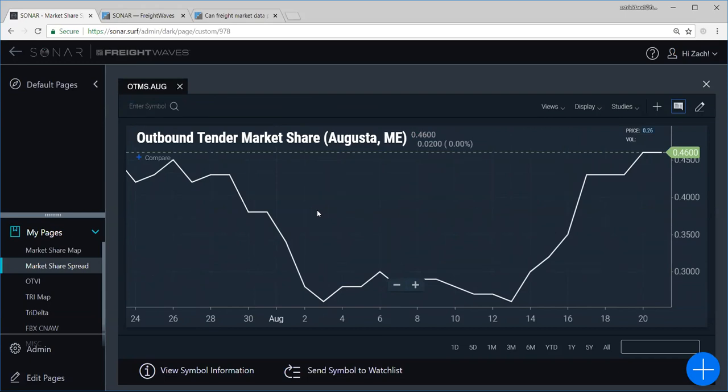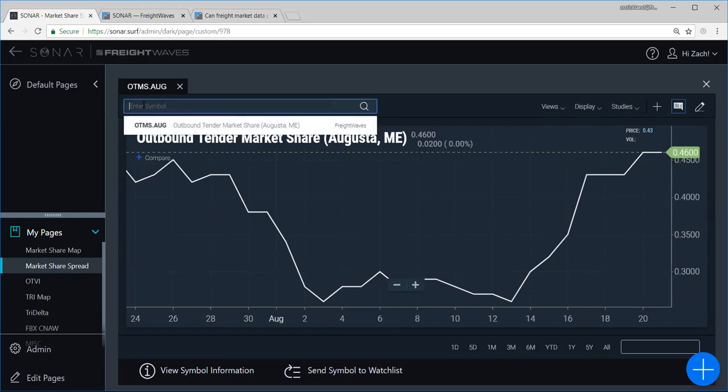Right. So here's outbound tender market share in Augusta, Maine. So you can see Maine does not represent a large portion of the country. So we're talking just a handful, not a lot of freight in Maine, as you would expect. But it did jump up. And that's what's important, is that this movement right here has basically made you aware that there is a potential discrepancy or potential volatility in Maine.